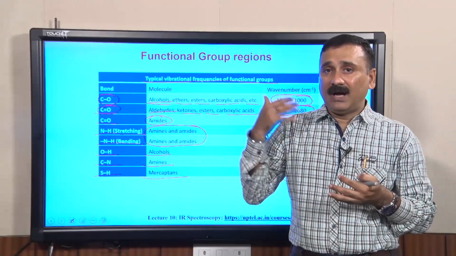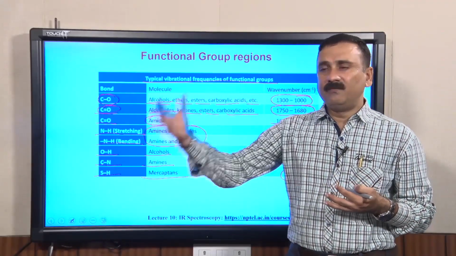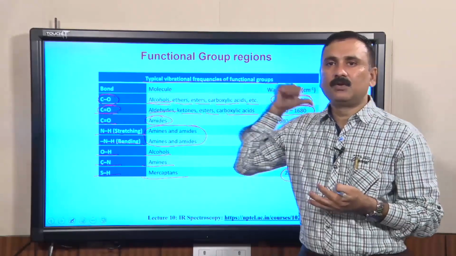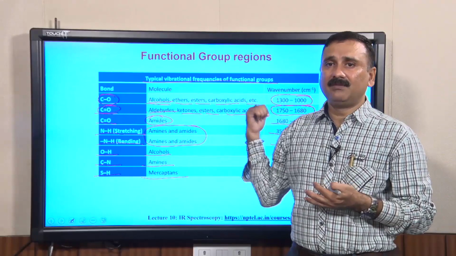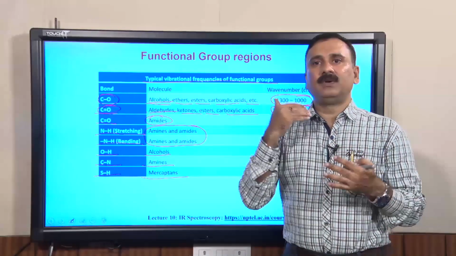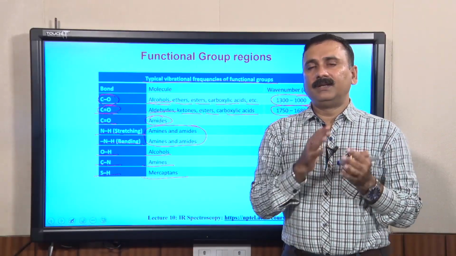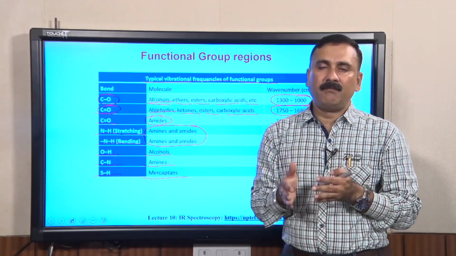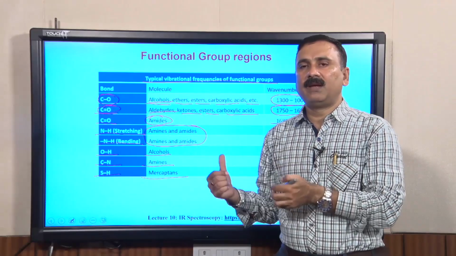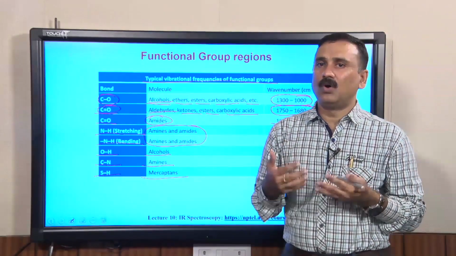So, with the help of this kind of information, where you know that if a particular bond is present it is going to absorb in a particular range, or give you a peak in that range, you can predict whether a particular functional group is present in your compound or not.